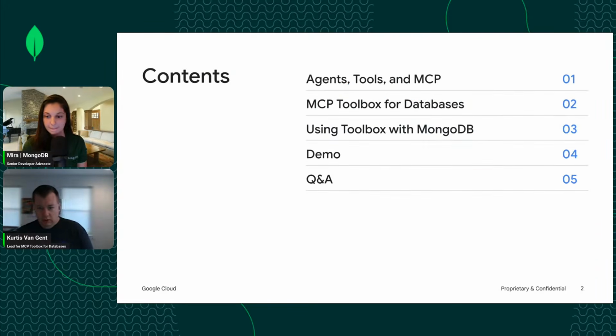So we'll be going over a few things. First is we'll do some background information, hopefully review for most folks. We'll talk about agents, tools, MCP, and how they all fit together. Next, we'll talk about the MCP Toolbox for databases, how it's different from other MCP servers. And then we'll transition to using Toolbox with MongoDB, go through a couple of examples, show you what tools Toolbox has for using MongoDB. And then finally, we'll transition over to a demo that Mira is going to present. And then we'll have a Q&A at the end where you folks can ask any questions you have about anything we've talked about today.